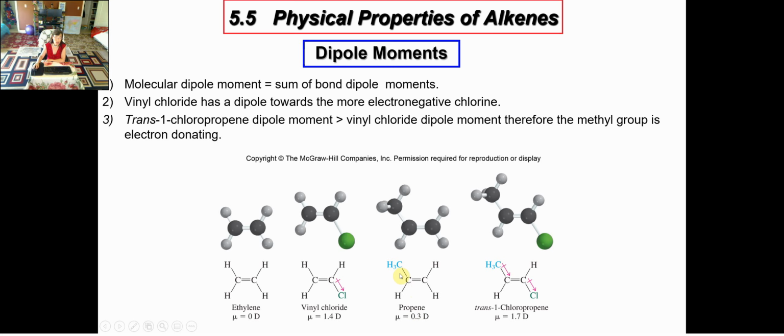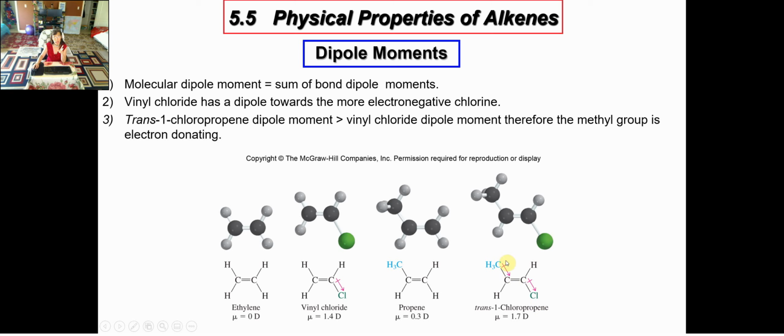The methyl carbon dipole and the carbon-hydrogen dipole, the difference is not very significant. So this molecule has a very small dipole moment, 0.3 D. If you have one of the hydrogens replaced by chlorine from your propene, you form trans 1-chloropropene.